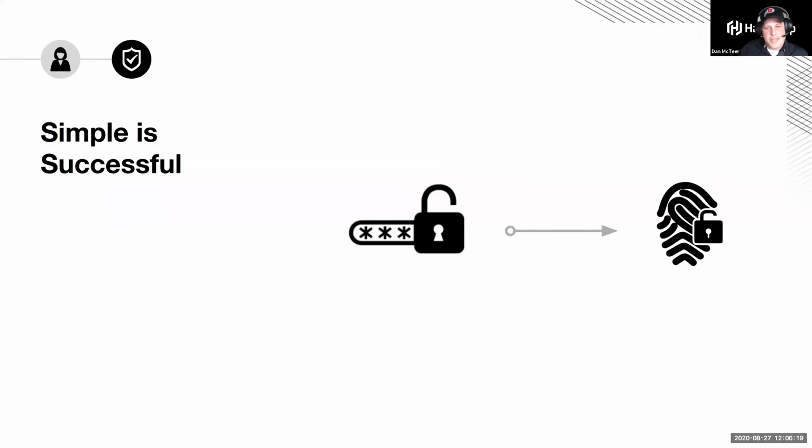And then the second part is simple and successful. We've seen kind of a staggering shift from typing in passwords to using things like fingerprints or facial recognition or things like that. Anybody who's set up fingerprints or facial recognition on an iPhone knows how absolutely simple that is versus having to type in a code or a password or something like that.